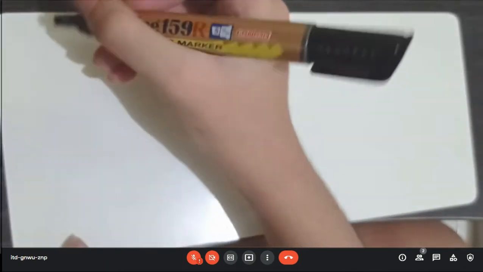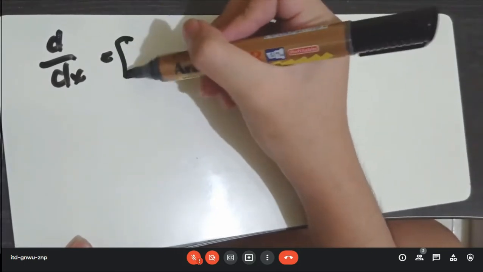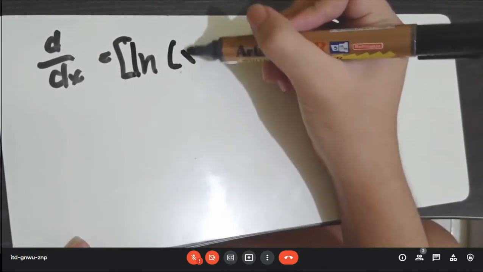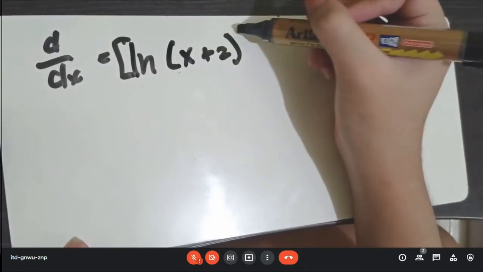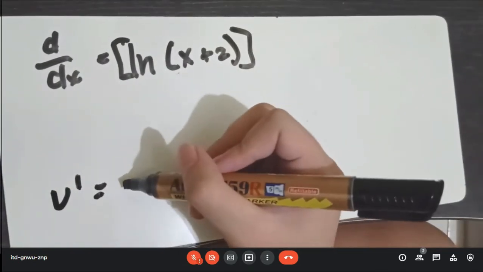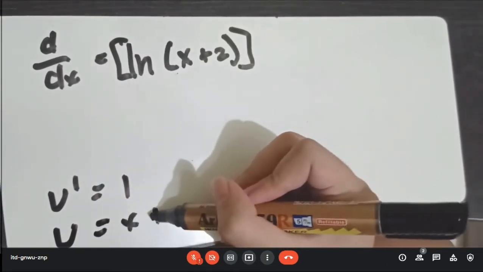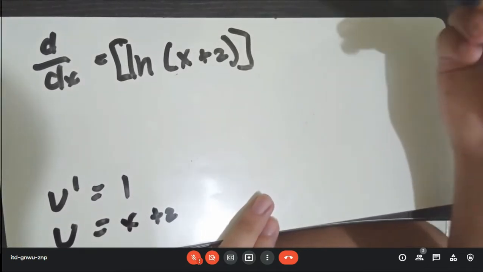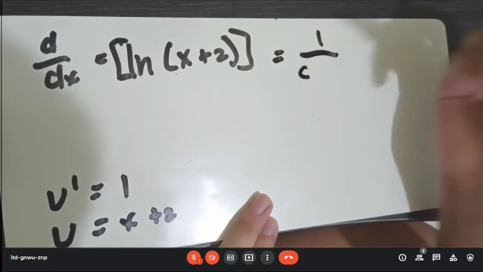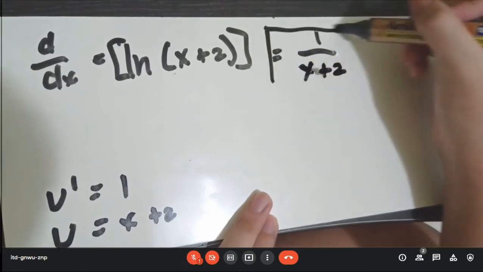Here's the next example. The derivative of ln x plus 2. The u prime is equals to 1 and the u is equals to x plus 2. So the answer here is 1 over x plus 2. That is the final answer.